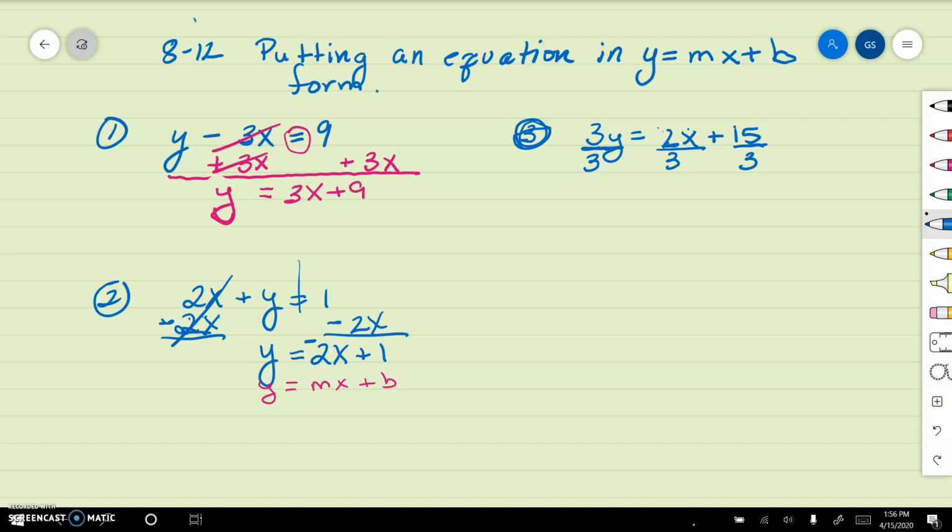All right, so watch what happens. The 3's cancel out. 3 divided by 3 is 1. 1y is y. This is 2/3 x. Don't change it from a fraction. Leave it the way it is. We like slope to be a fraction. So 2/3 x plus, now this is 15 divided by 3, which is 5. And now we have an equation in y equals mx plus b form. All right, that was 3. I have one more for you.